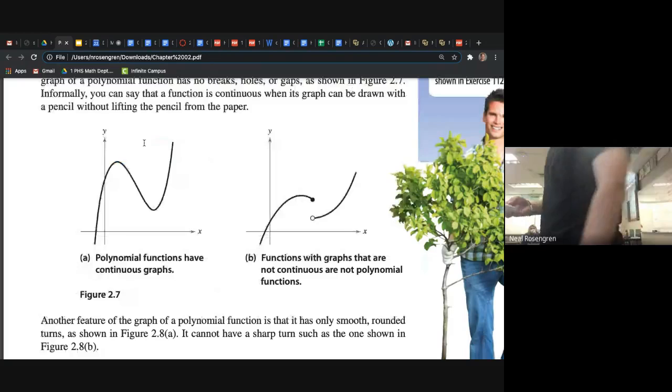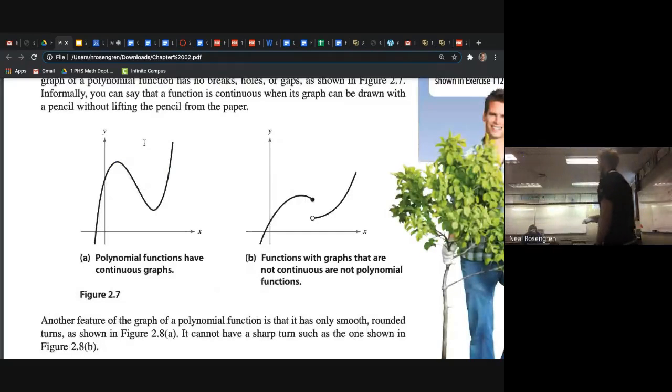Okay, when you look at polynomial graphs, you're going to like them. Why? Because the graph on the left is a polynomial. They are continuous.